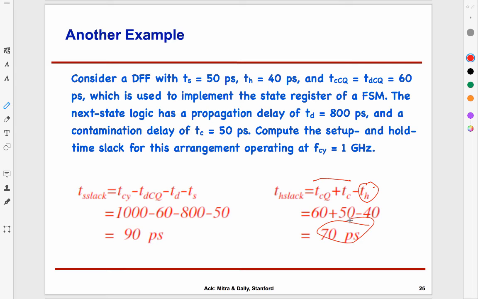So a lot of bookkeeping, but basically those two key equations, one for setup time and one for hold time, and then how to calculate the contamination delay and the propagation delay. It's basically the marriage of these things which yields all this analysis.